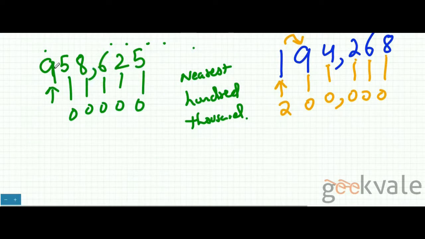Now this 9 is going to stay as it is, or will we add 1 to it? Who decides it? This 5, the digit right next to it. So we're going to add 1 to that. If we add 1 to that 9, it becomes 10. That's right. So we get 1 million. The nearest 100,000 to 958,625 is 1 million.